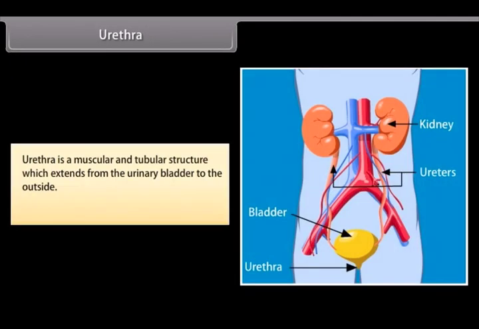Urethra. Urethra is a muscular and tubular structure which extends from the urinary bladder to the outside. Urethra carries the urine to the outside of the body.